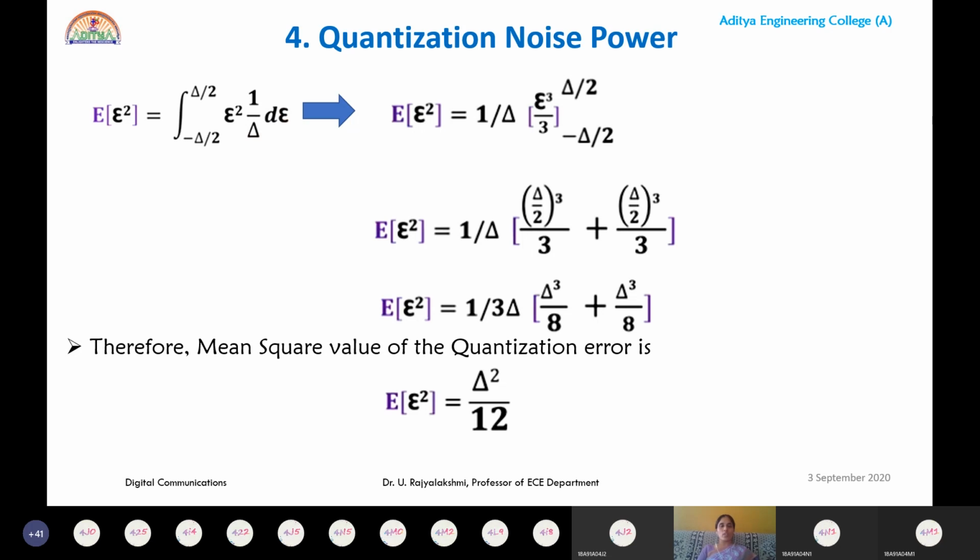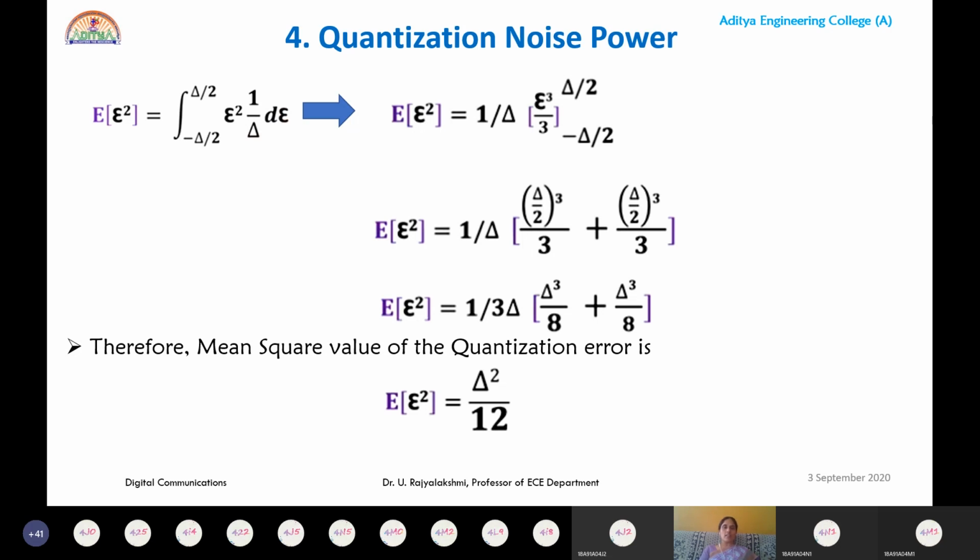Please, all of the students, remember this equation. What is the mean square value of the quantization error? It is delta square by 12. The mean square value of the quantization error you obtained as delta square by 12 because we assumed the error ranges from minus delta by 2 to plus delta by 2. Please recollect the equation. What is delta? Delta is 2x maximum divided by L. 2x max divided by L.